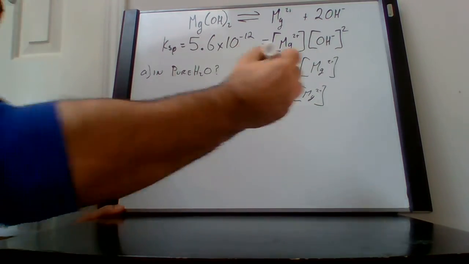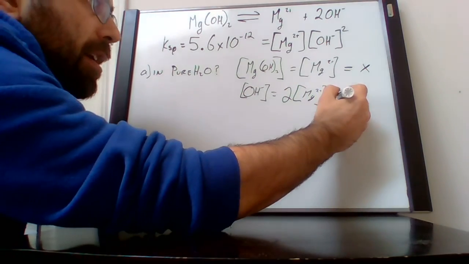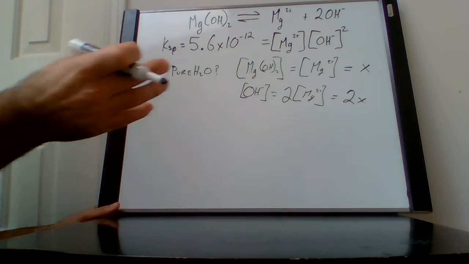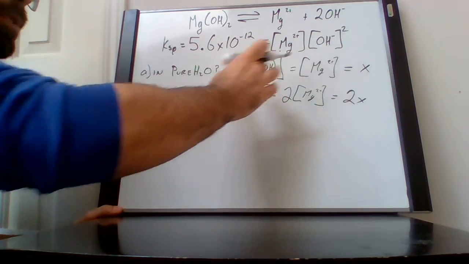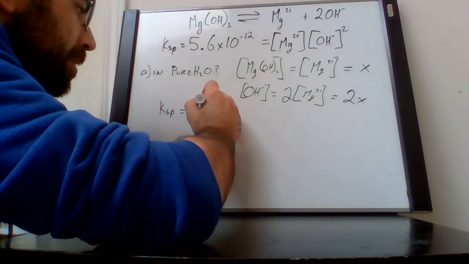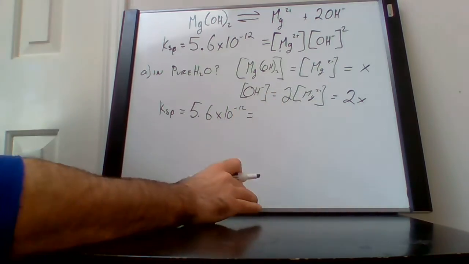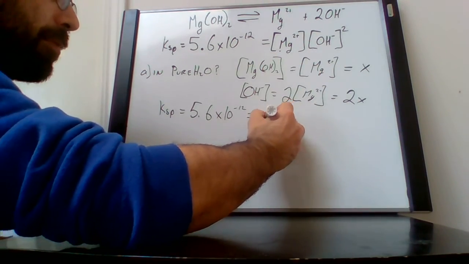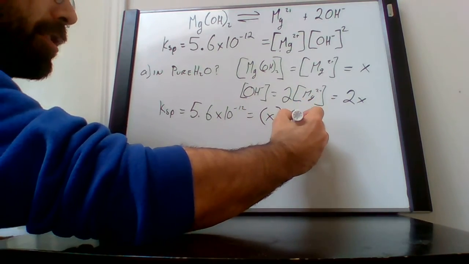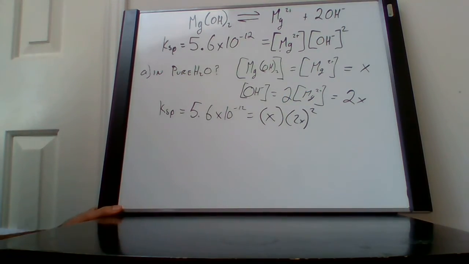To solve for this, I'm going to let my magnesium concentration equal X, and so my hydroxide ion concentration is going to be 2X. I'm just going to take these two values and plug them into here. My Ksp is going to be equal to 5.6 times 10 to the negative 12. That's going to equal my concentration of magnesium, or my value of X, multiplied by my concentration of hydroxide ion of 2X, but that value is also squared.